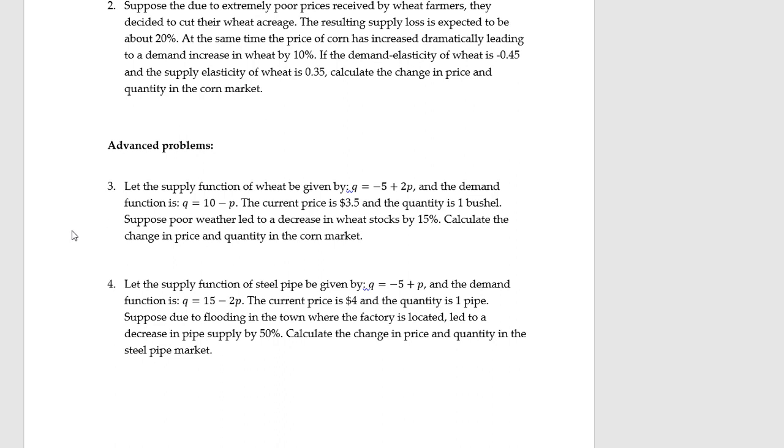Now in the class we did look at a particular case, and that was this idea over here where we discussed this advanced problem, and that is, let the supply function of wheat be given to be this, and then the demand function is given to be this. The current price is 3.5 and the quantity is 1 bushel. Suppose poor weather led to a decrease in wheat stocks by 15%. Calculate the change in price and quantity in the corn market.